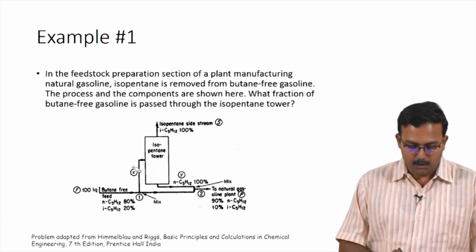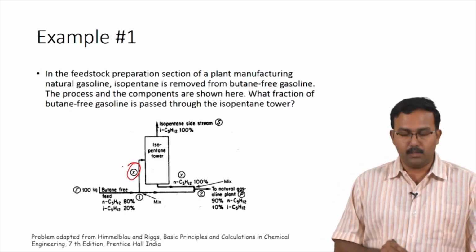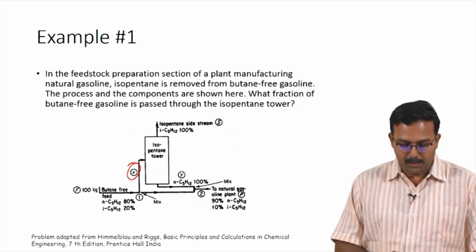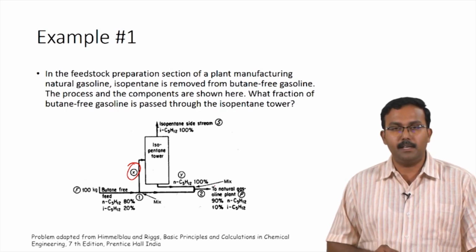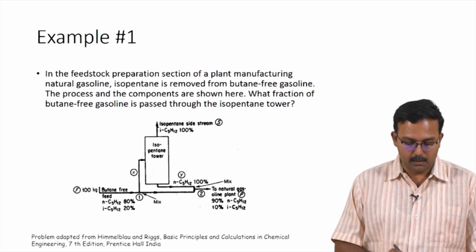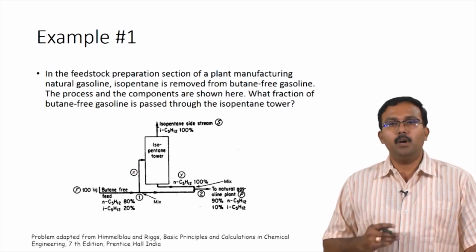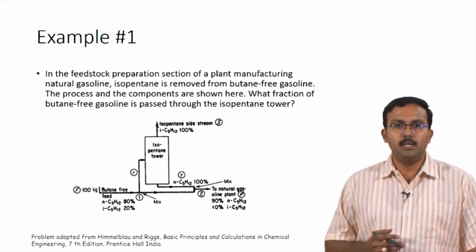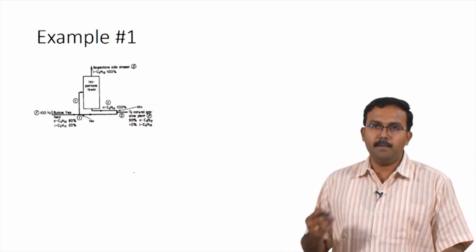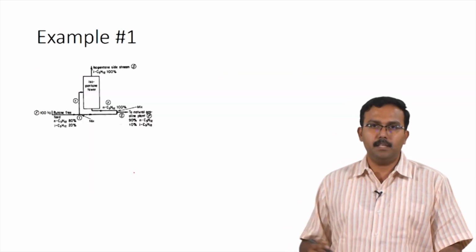For this, we need to know what fraction actually enters into the isopentane tower, which is x, and also we need to know how much skips the isopentane tower. So, let us perform the required calculations to get these values. Now, what would be the system we would want to choose for performing these calculations? The first step for any material balance problem is to identify the basis.